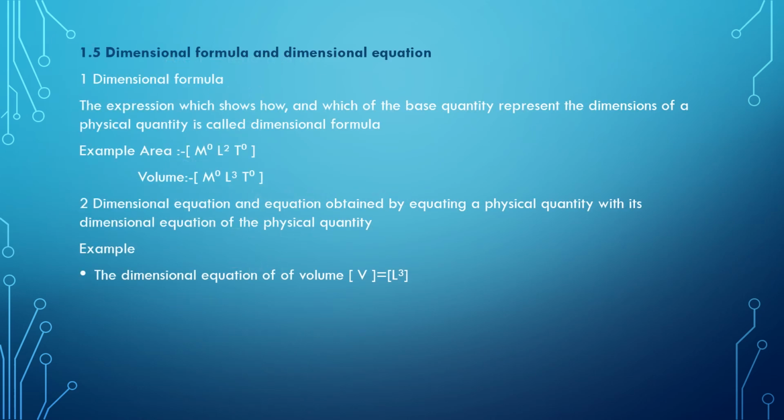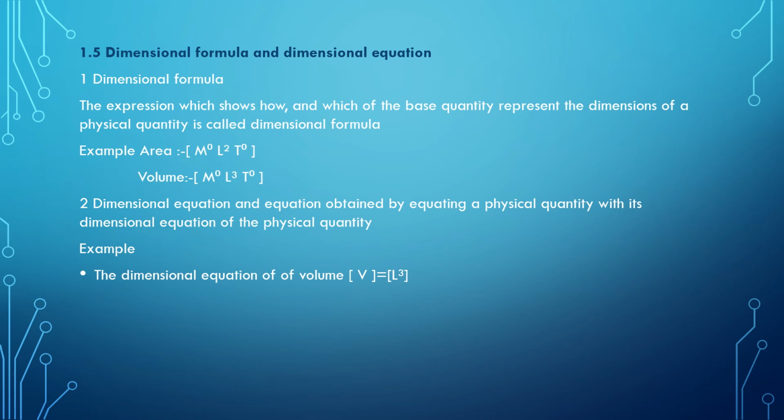Next is 1.5, dimensional formula and dimensional equation. So first let us understand the dimensional formula. What it is, see, a dimensional formula is the expression which shows how a physical quantity depends on base quantities like mass, length and time. In simple words, which base quantities are used and what powers they have. For example, area is equal to L to the power 2 and the dimensional formula is L to the power 2. Volume is equal to what we have? Length into length into length. So volume is equal to L to the power 3. Dimensional formula, that is L to the power 3.